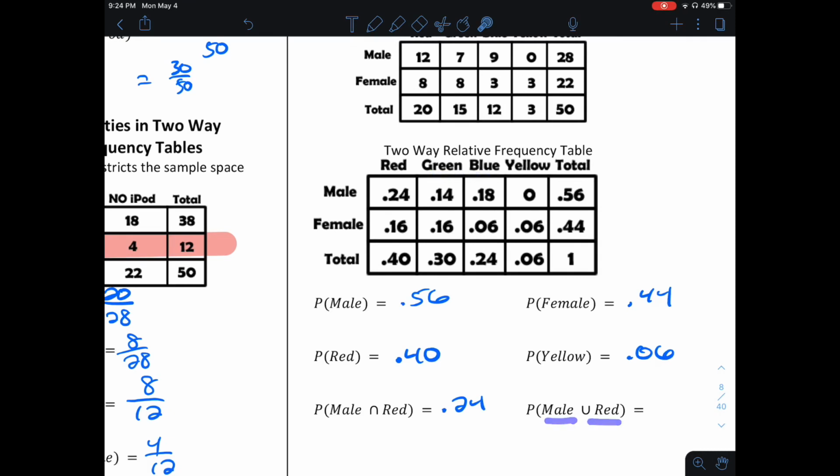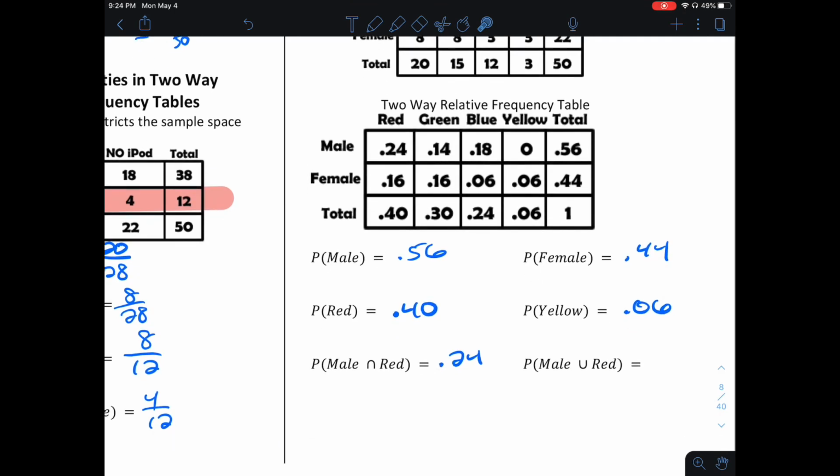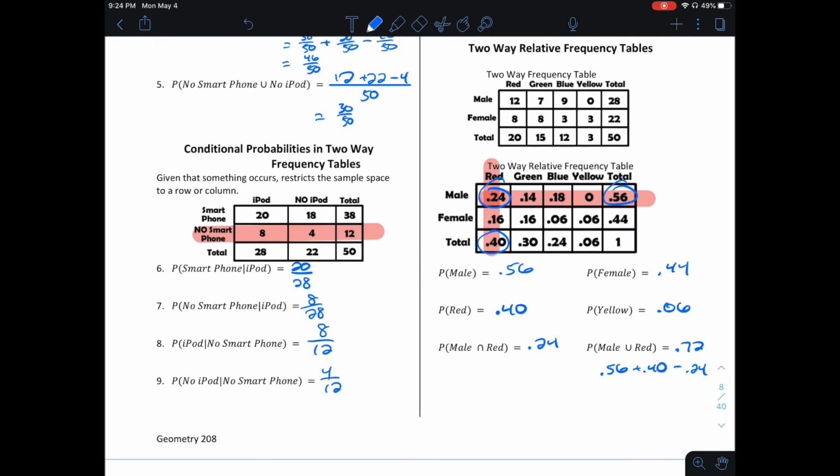Probability it's a male and red. You gotta be careful here. Probability that's a male. Probability that's a red. So we would say that it is 0.56, that's the total males, plus 0.40, that's the total reds. We subtract the intersection because we counted it twice. And that gives us 0.72. That concludes the notes.